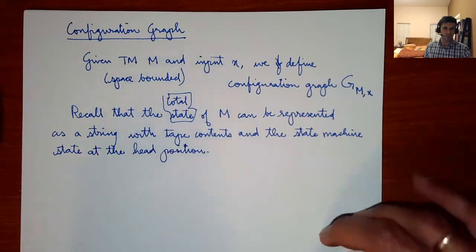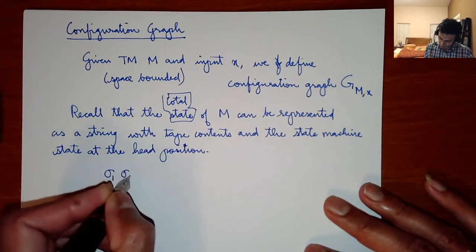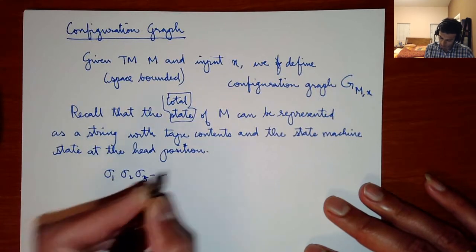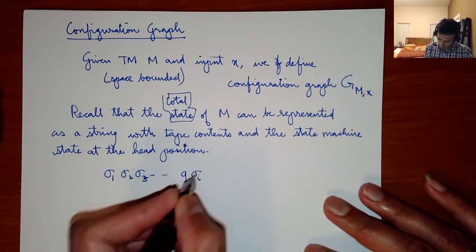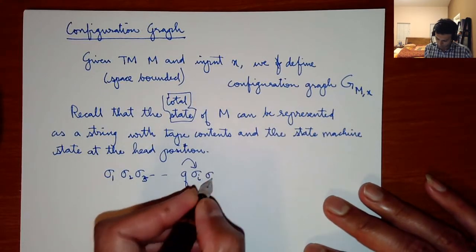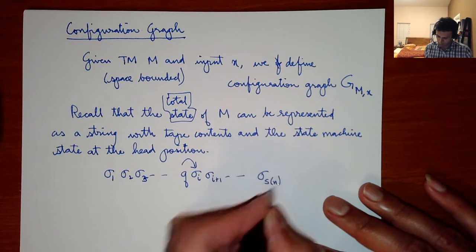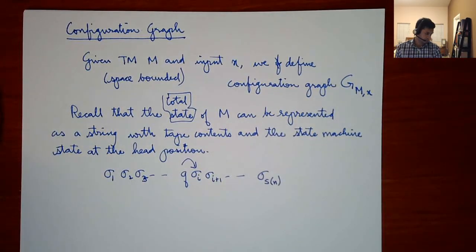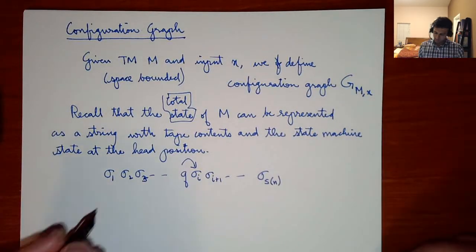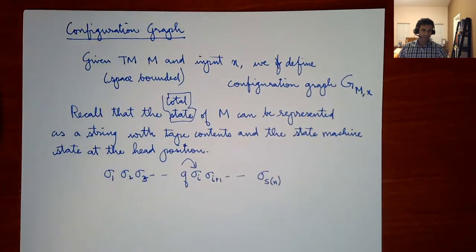So we discussed this earlier during the proof of the Cook-Levin theorem, where you can write things out as sigma 1, sigma 2, sigma 3, up to some q, sigma i. So this is sort of saying that the head is actually pointing to q_i, sigma i plus 1, to sigma whatever space bound there is. Right, so any questions about this? So we can represent the entire state as a string.